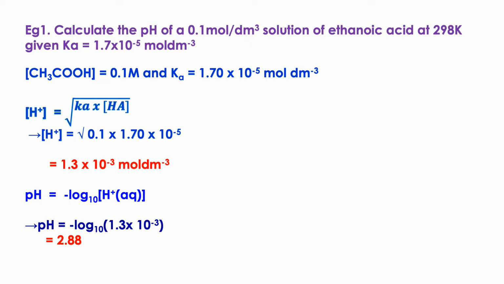Now, using the formula pH is equal to minus log 10 H plus, substituting the value of H plus ions in the formula, we get pH is equal to minus log 10, 1.3 into 10 to the power minus 3. So the pH is equal to 2.8.